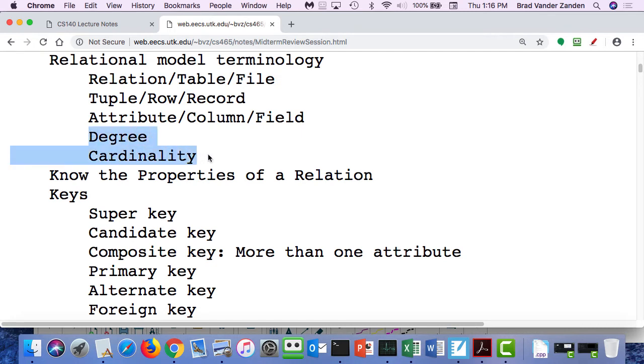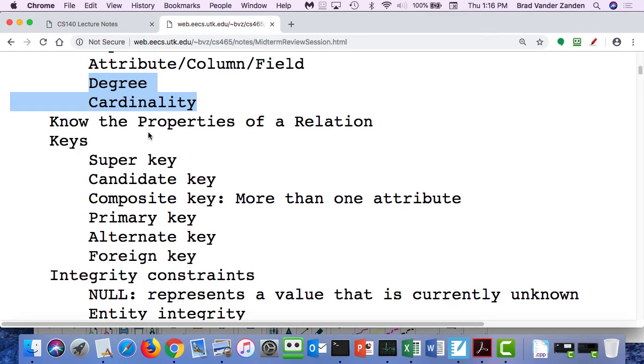Then these two terms: degree is the number of attributes, so it's the horizontal width of the relation. Cardinality is the vertical, the number of tuples in the relation. Then we gave a bunch of properties of a relation, which I'm not going to regurgitate here, but they were things like only one attribute value per cell, or the order of the attributes is immaterial, or every column can have only one domain type. So those were different properties of a relation, so you should review that.